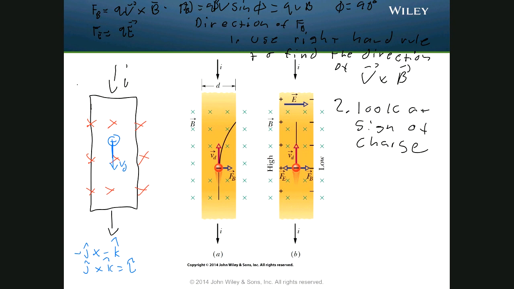Now I'm going to look at the sign of my charge. So that means that FB, which I'll do in purple, well, I'm going to hope I'm right, because once I have this, I look at the sign. If it's positive, which it is, then I'm done. I have the direction. If it were negative, I'd have to flip the direction, but I don't. So I'm good.